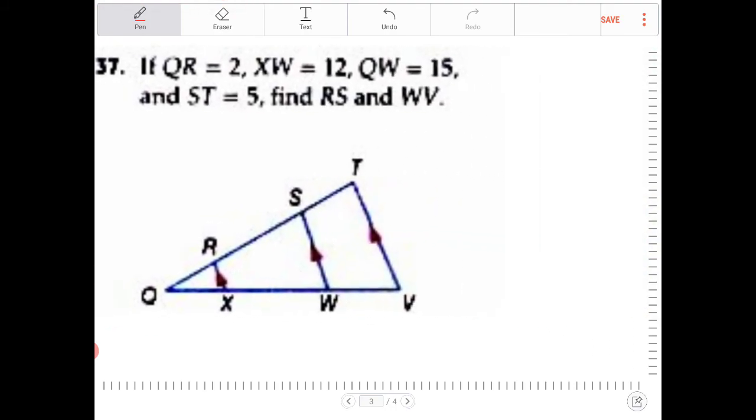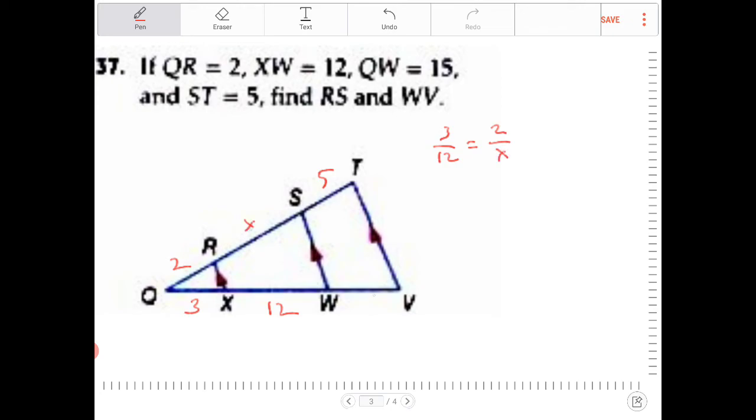Okay, QR is equal to 2. XW is equal to 12. QW is equal to 15. So therefore QX must be 3 then. ST is equal to 5. And we need to find RS and WV. Great. So I can say 3 over 12 is to 2 over x.